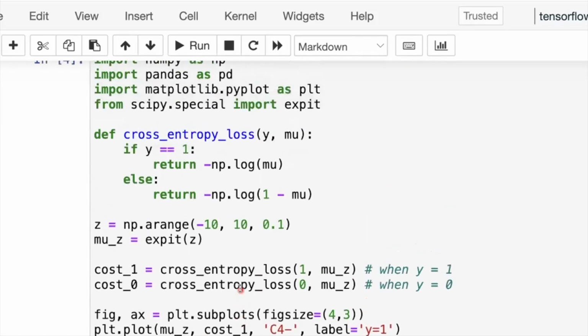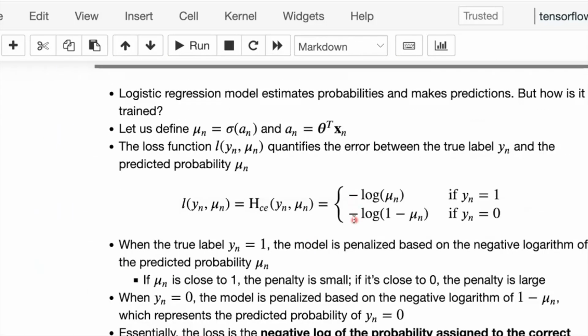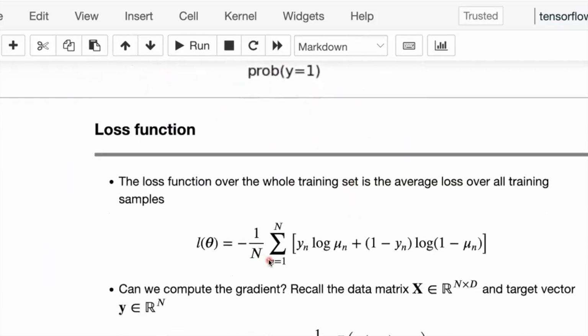And this negative sign is what we had here, right? So we have negative sign for both. So we factor that out and put it here.